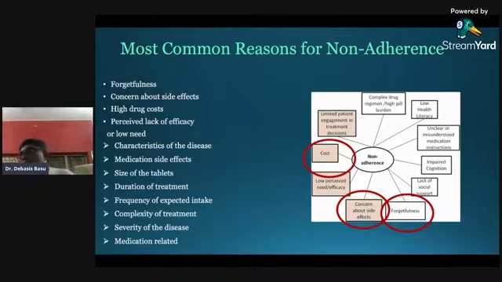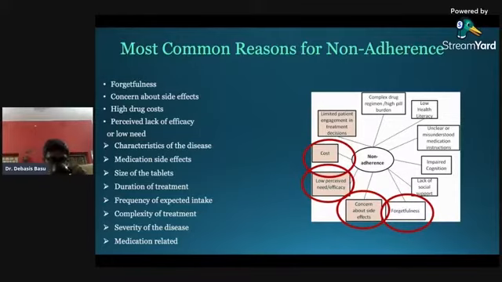The cost of all the medications, especially even insulin, after 100 years, is still not accessible, affordable, or, in the COVID times, available. And of course, the low perceived need and efficacy, that you need to go to your doctors, you need to go into follow-up visits. Those adherences are also important.